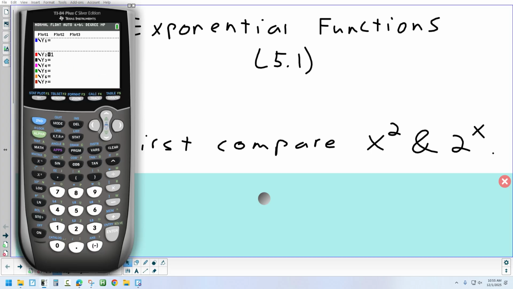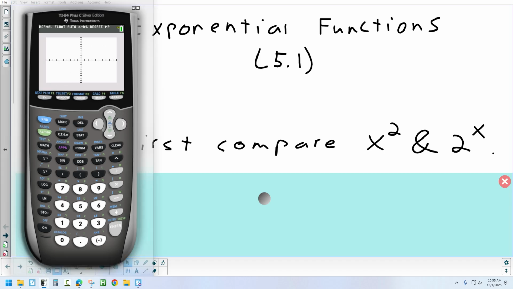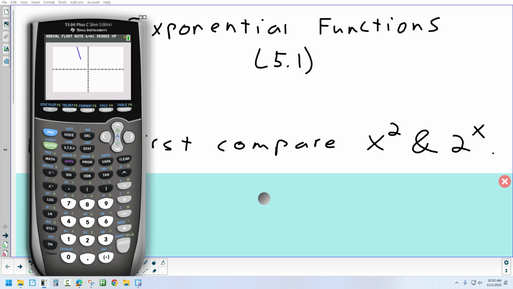So if we graph x squared and 2 to the x, okay, they look completely different. Okay, there's your x squared. And there is 2 to the x. So if you notice, they both curve up very sharply as you start to head to the right.